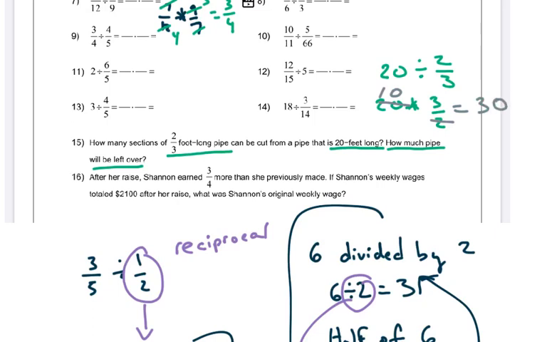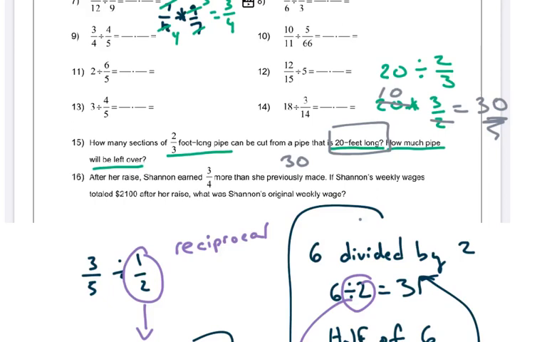So it says how many? You can have 30. You can cut it 30 times. So you can take a 20-foot pipe, and you can put 30 2/3 in it. And then it says how much pipe will be left over. Well, what's interesting here is because it goes in evenly, there's nothing left over, so the answer is just 30.